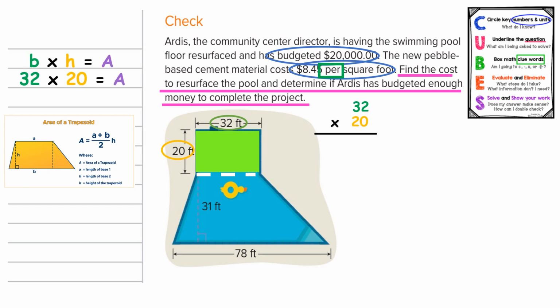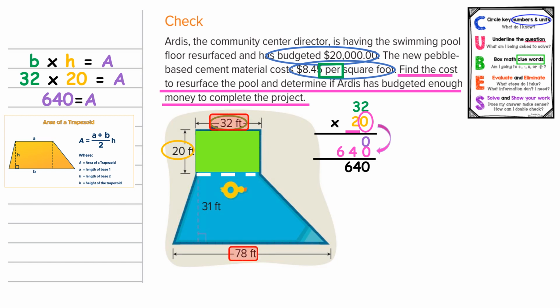And when I'm multiplying by a 0, I know I get 0. So my second number tells me to bring down a 0. And then multiply by my 2, and 2 times 2 is 4, and 2 times 3 is 6. So we're finding that the area of the parallelogram, the top rectangular part, is just 640.